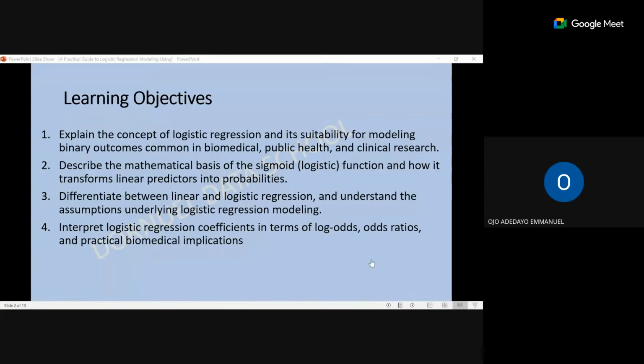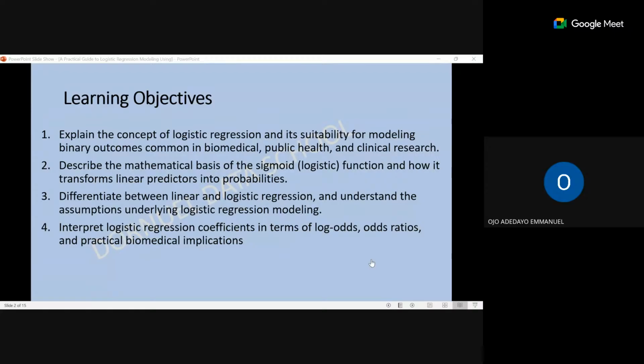And then number 3, at the end of this, you should be able to differentiate between the linear regression model and the logistic regression model. And lastly, you should be able to interpret the logistic regression coefficient in terms of the log odds, in terms of the odds ratio, and the practical aspect of it in real life situations.